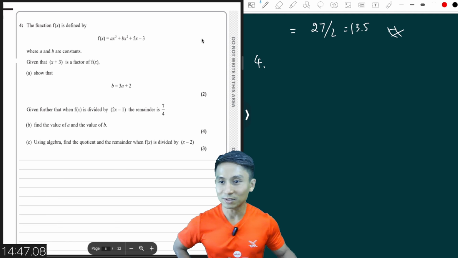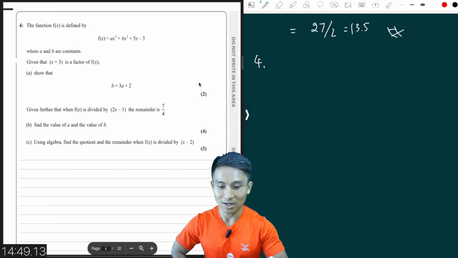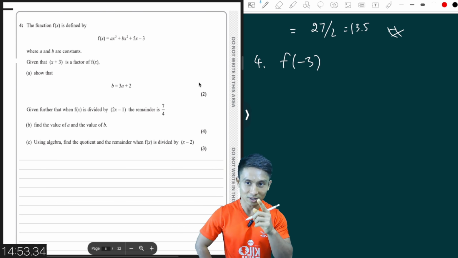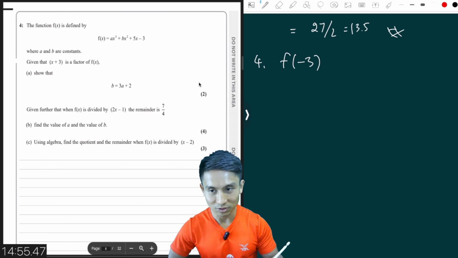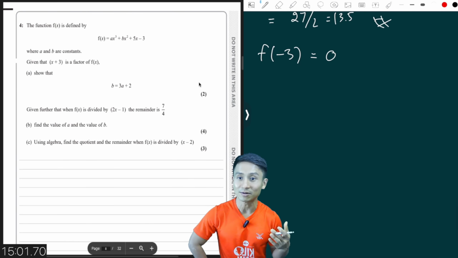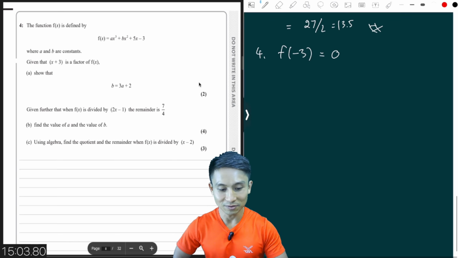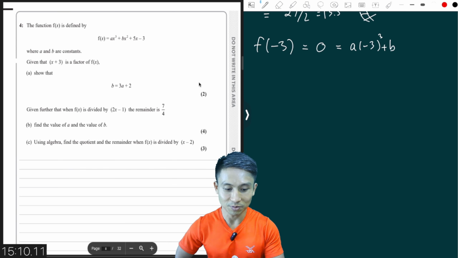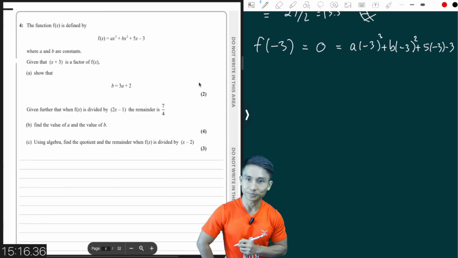So x plus 3 is a factor means that we put in f(minus 3). We've got to find the critical value, and the critical value of x plus 3 is minus 3. Put it in the function and equate that to 0, because it's a factor, which means the remainder is 0. This is the factor theorem, or remainder theorem. So a times minus 3 to the power of 3, plus b times minus 3 to the power of 2, plus 5 times minus 3, minus 3.